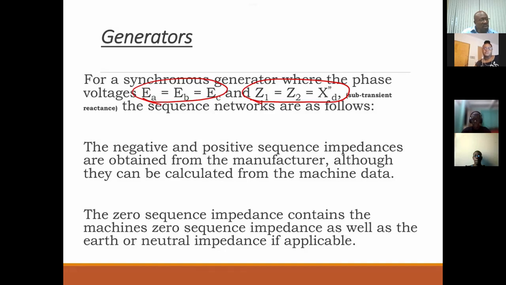The zero sequence has both the zero sequence impedance of the machine as well as the neutral impedance, because normally you would earth your generator, for obvious reasons. So you would then have your neutral impedance, which is either zero, assuming we have solidly earthed, and that's the term we use. If we have solidly earthed the generator, or if we solidly earth a component, it means that the neutral point has gone to earth without the insertion of an impedance.